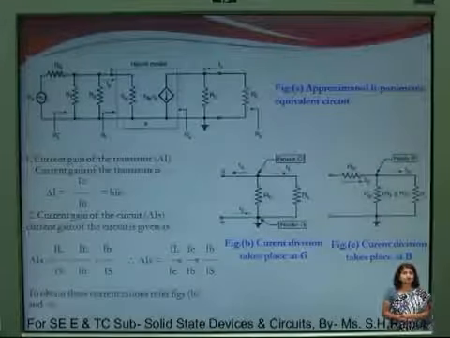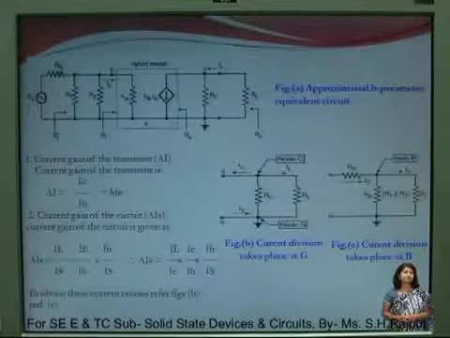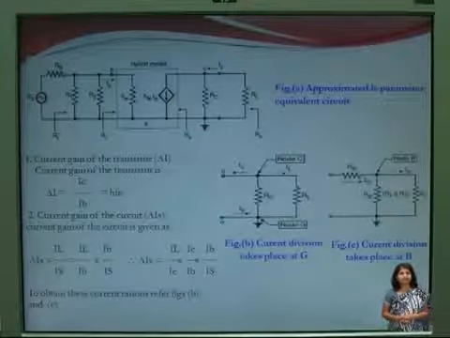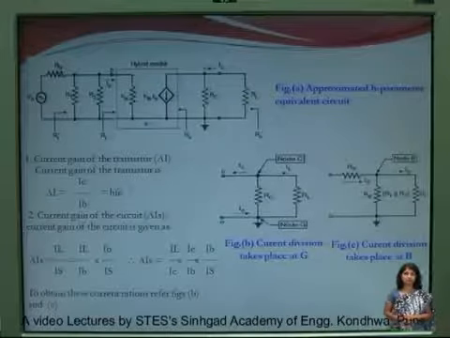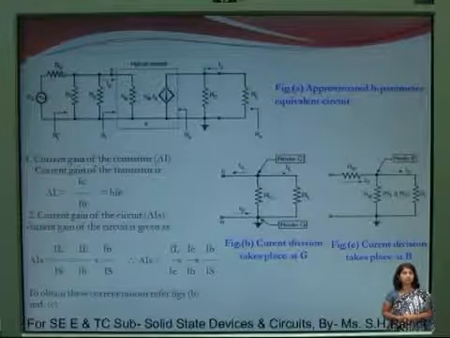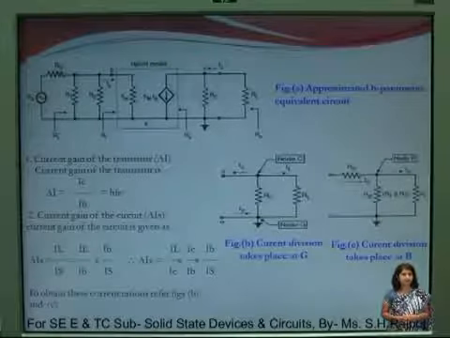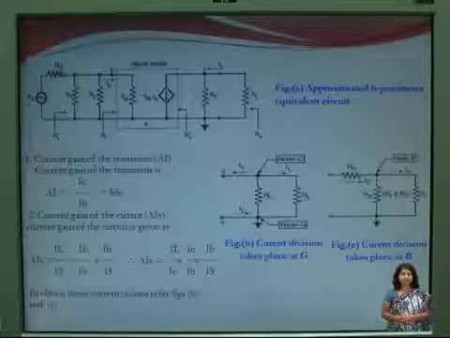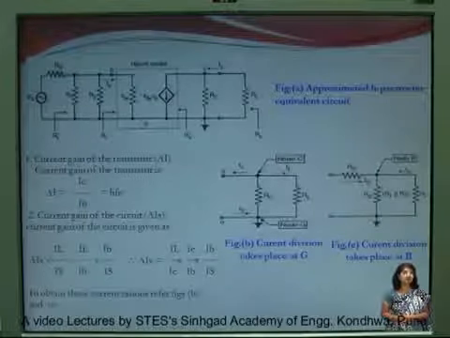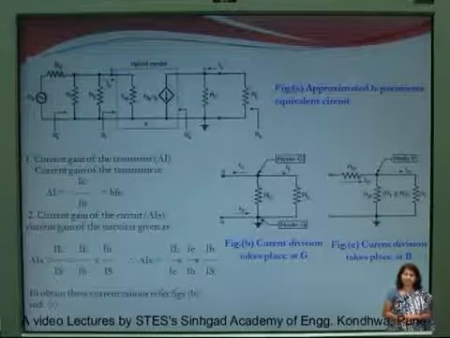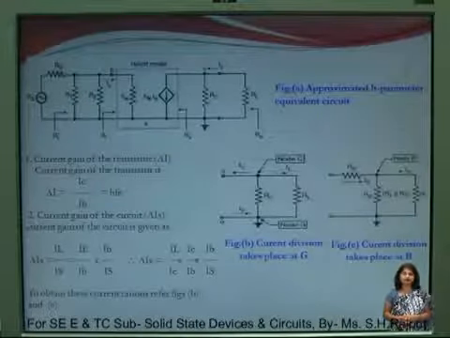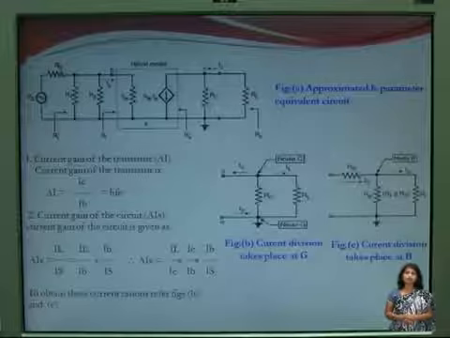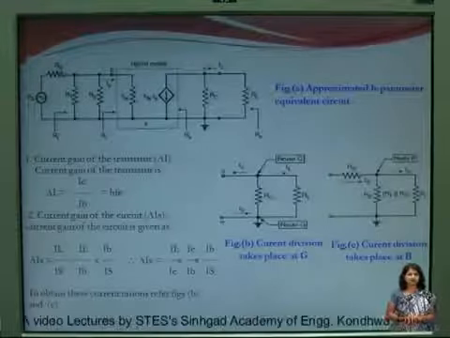The current gain of the overall circuit is given by AIS is equal to IL, that is the load current, divided by IS, that is the source current. Distributing this, AIS is equal to IL divided by IB into IB by IS. Now you can say AIS is equal to IL divided by IC into IC divided by IB into IB divided by IS. Now to obtain these expressions for the currents, we can move forward.